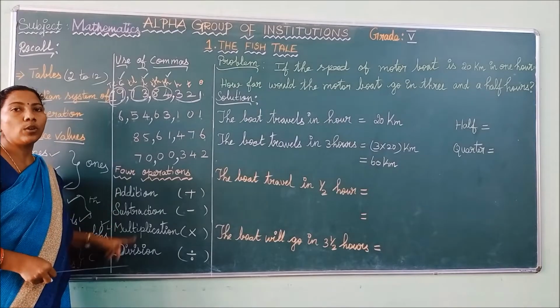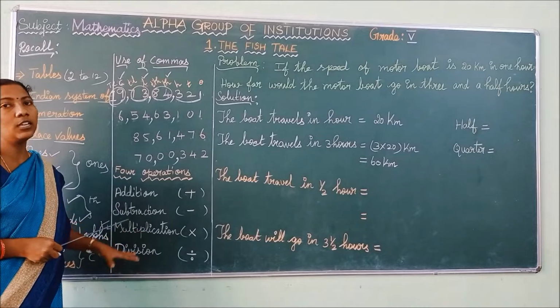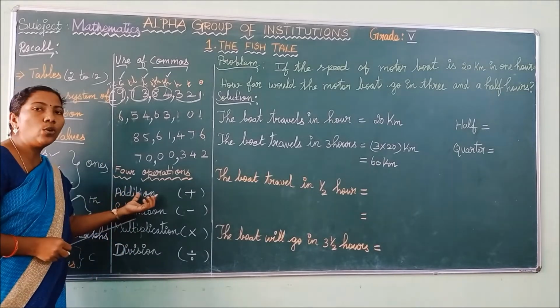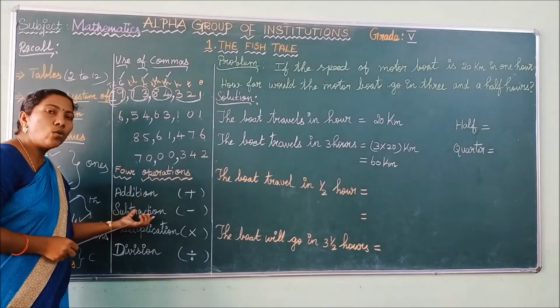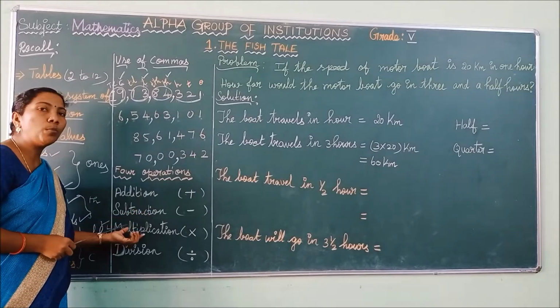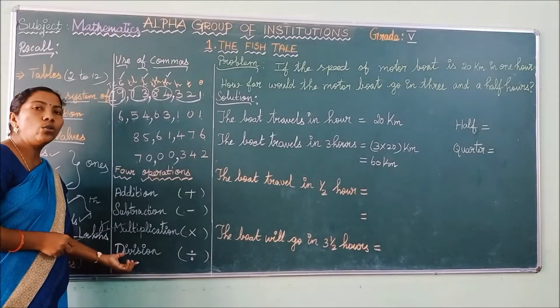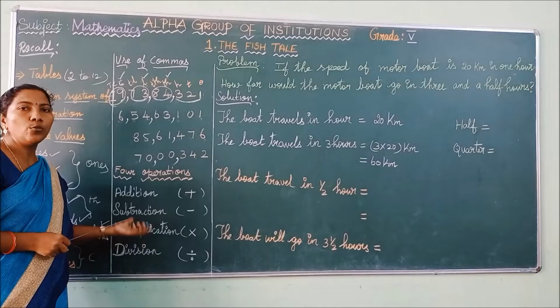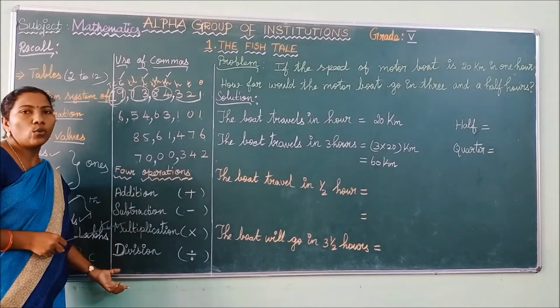So now we are in 5th standard. You must know how to add the given numbers, how to subtract the given numbers, how to multiply the given numbers, how to divide the given numbers. So you must be thorough in these 4 operations.